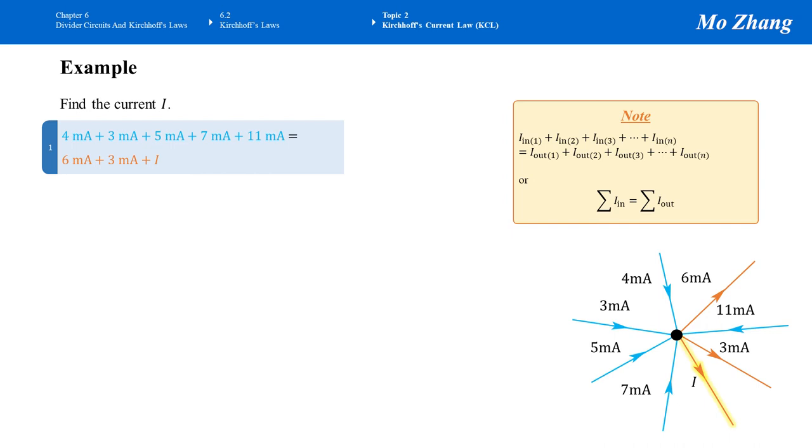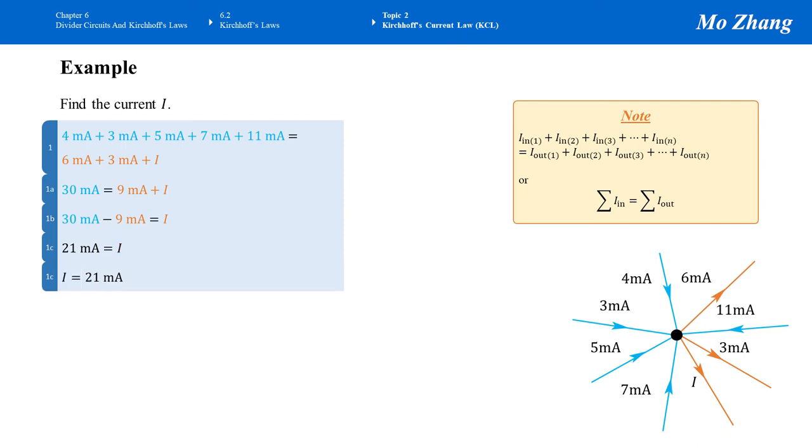The blue numbers are the input current. If we add them up, that is 30 milliamperes. The orange numbers indicate the output current, which is 9 milliamperes plus I. We can simply apply algebra to figure out I, and I equals 21 milliamps. So this is Kirchhoff's current law, KCL.